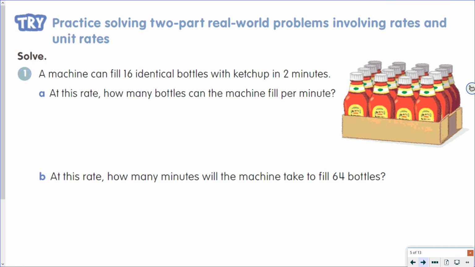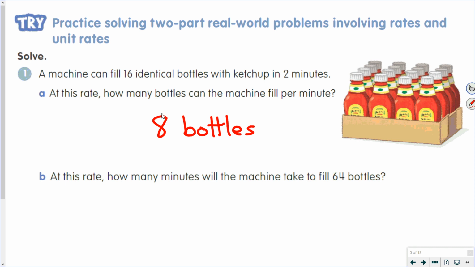All right, so this time, go ahead and pause the video again, get the answer to those two parts, and resume when ready. All right, so you should have an answer to both parts of this question. So we have a machine that can fill 16 identical ketchup bottles with ketchup in 2 minutes. So at this rate, how many bottles can the machine fill per minute? Well, if it's 16 in 2 minutes, it's 8 bottles in 1 minute.